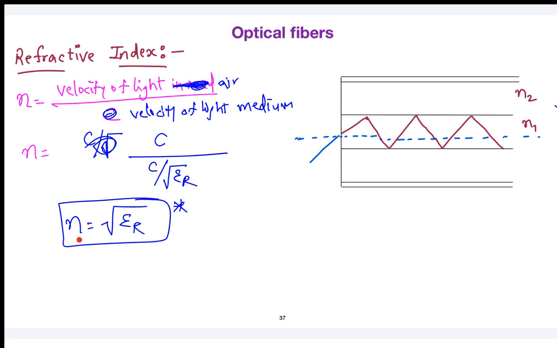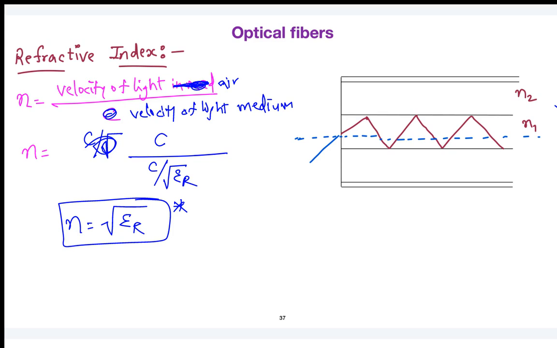And here you should not get confused with the symbol eta. It is not eta. I have represented the symbol as n. So the refractive index basically defines a measure of the permittivity in that medium. So I can say that the core has more refractive index, which is more permittivity, and the cladding has less refractive index, which is less permittivity.